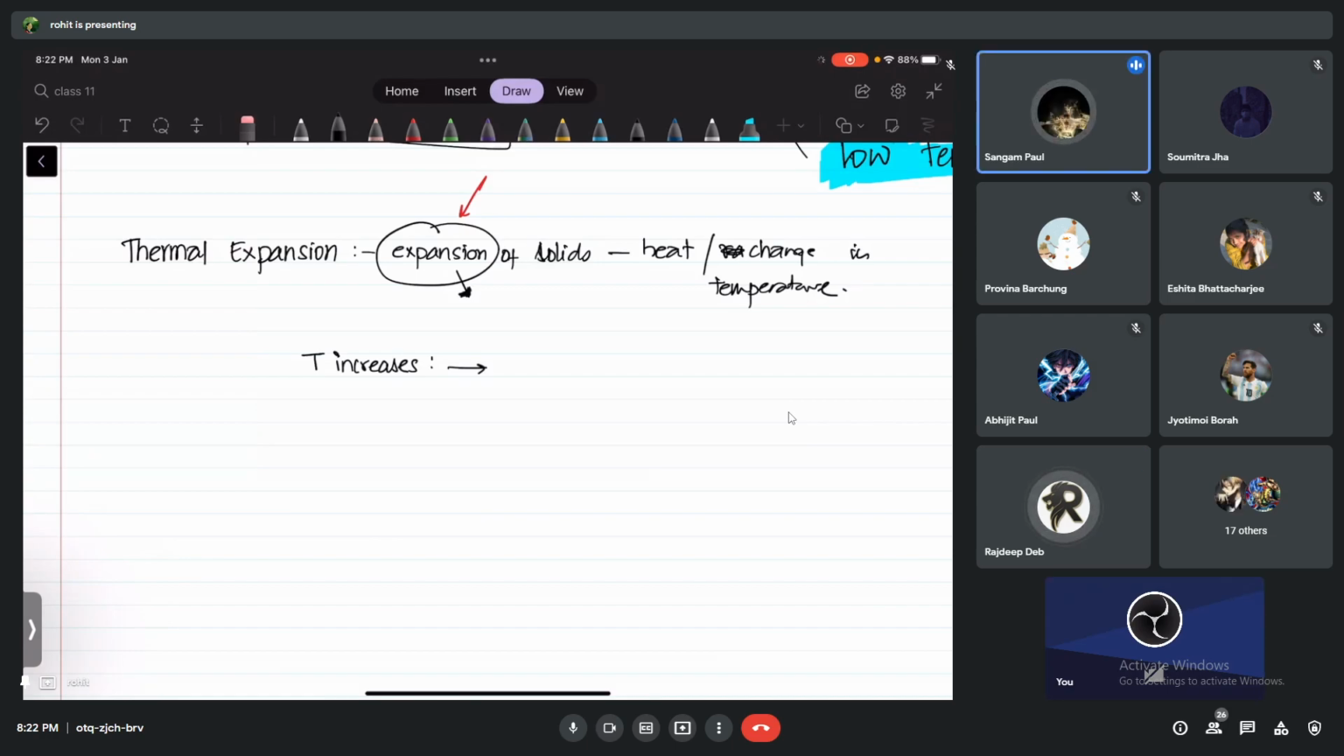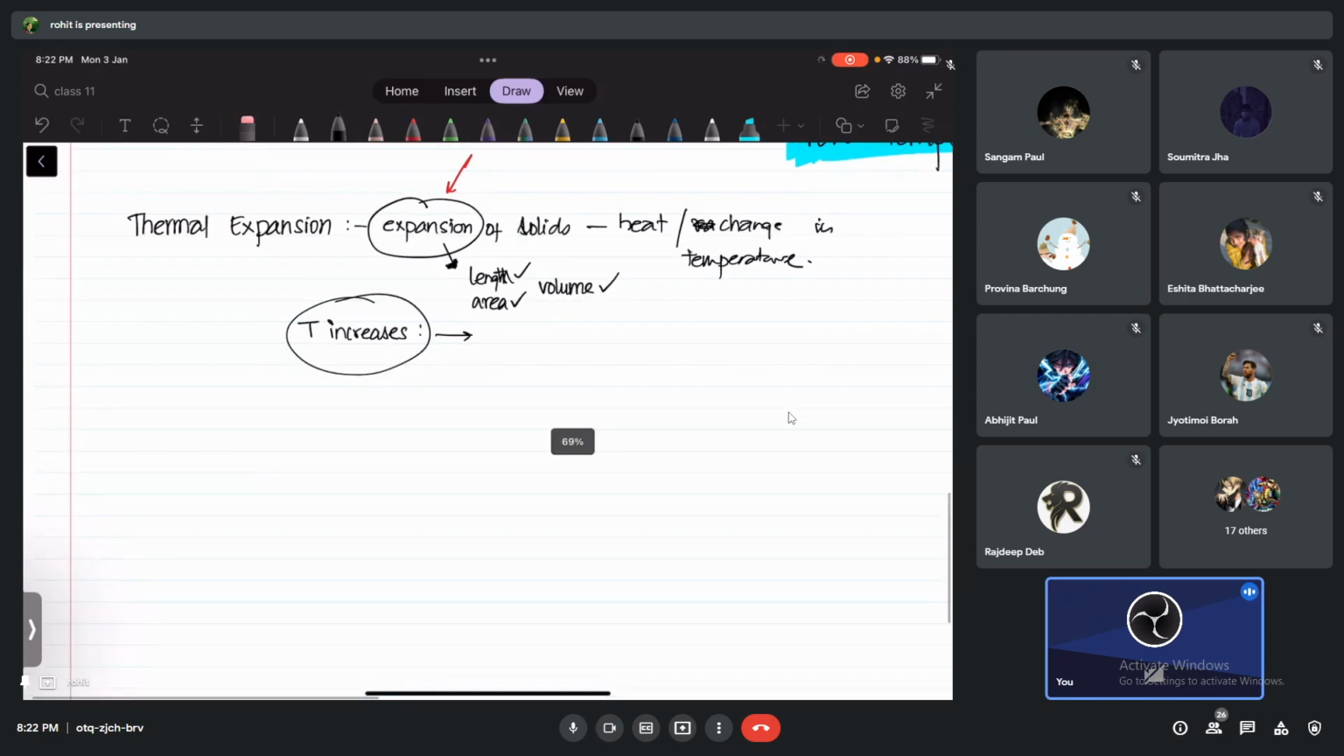So all the three, length is going to increase. Yeah, we know that. Length will increase. Even the area will increase. Even the volume is going to increase, if the temperature increases. Okay, even the other way around is correct.